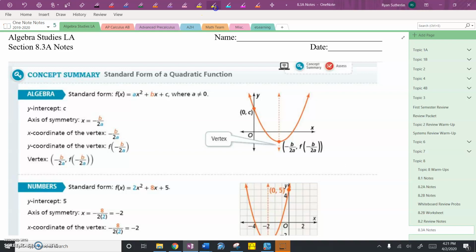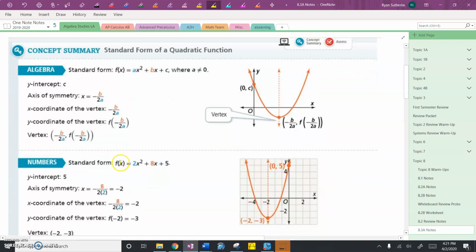But what we're looking at here is a quadratic that is in standard form. So it's not in vertex form anymore. We don't have those parentheses. And all right, if it's in standard form like this, how do we find the axis of symmetry? How do we find the vertex? How do we find the y-intercept?